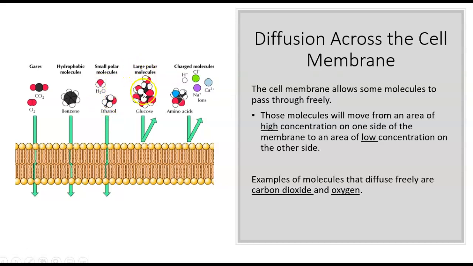And then we have some large polar molecules that cannot move freely in, glucose. Your cells need glucose. We'll talk about how they get in later on, but glucose molecules are extremely important. But they cannot move freely into your cells. There has to be something there. And then we have charged molecules. In order for them to get in, they have to go in through an ion channel. And large molecules like amino acids as well. They're not going to be able to freely flow through this membrane.